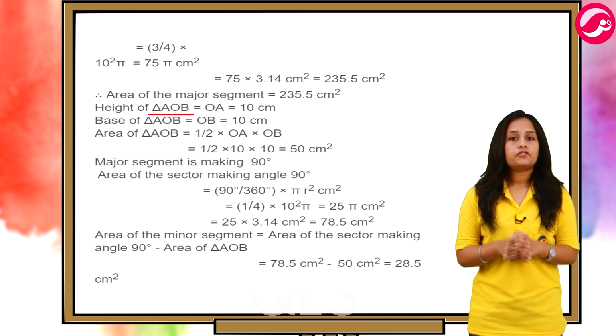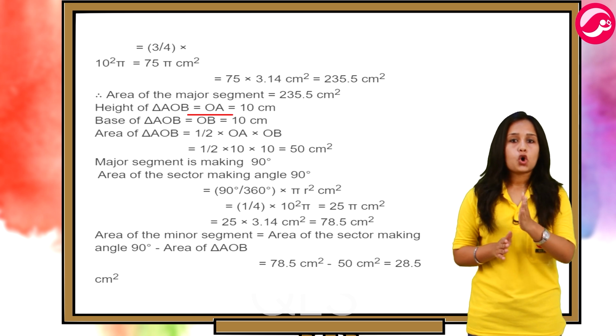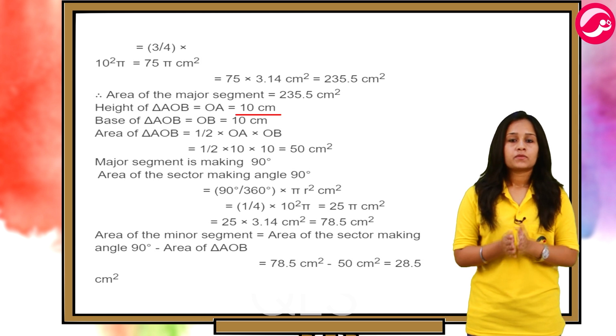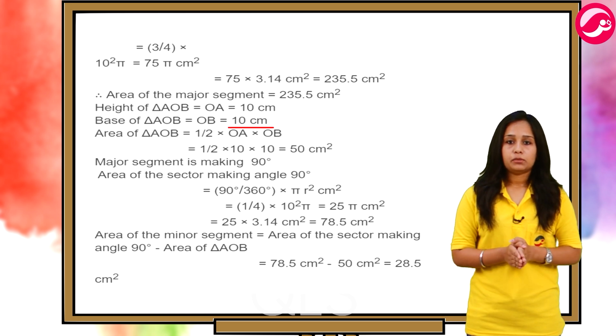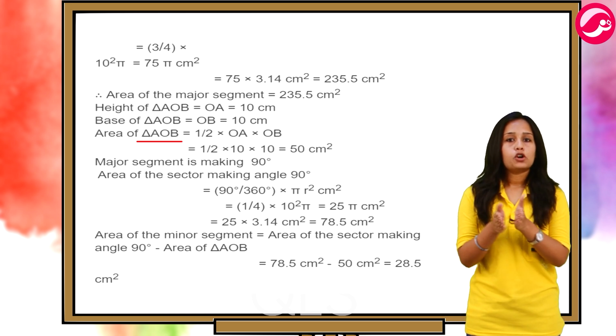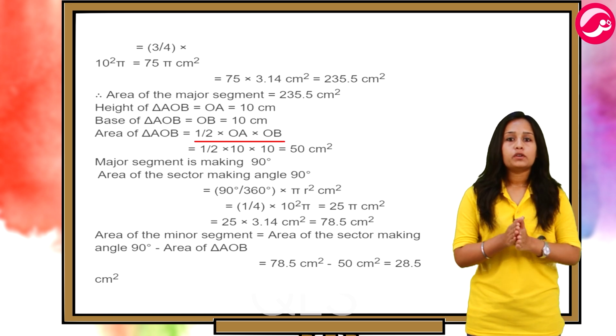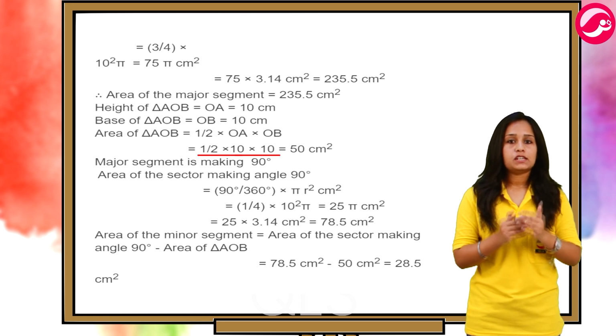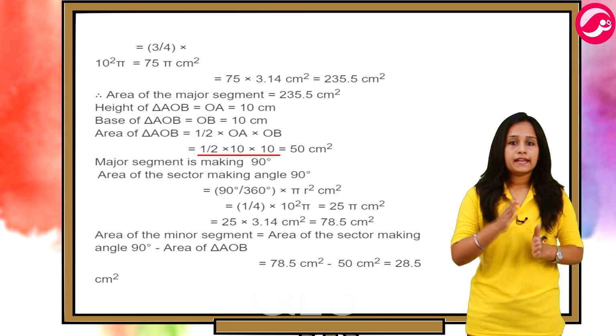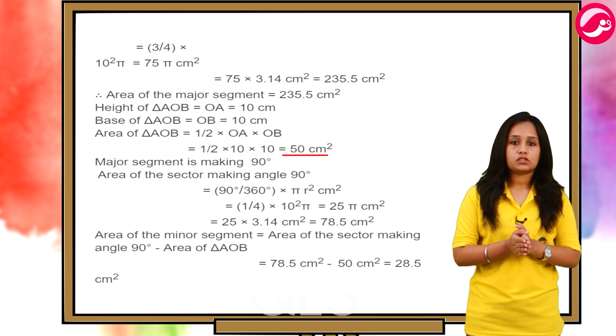Now the height of triangle AOB is equal to OA, that is 10 centimeters. The base of the triangle AOB is equal to OB, that is again 10 centimeters. Now the area of triangle AOB is equal to 1 by 2 into OA into OB, that is equal to 1 by 2 into 10 into 10, that is equal to 50 centimeter square.